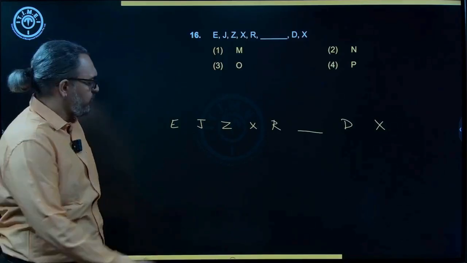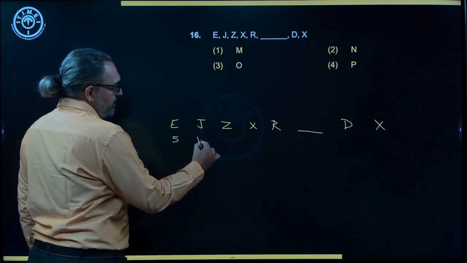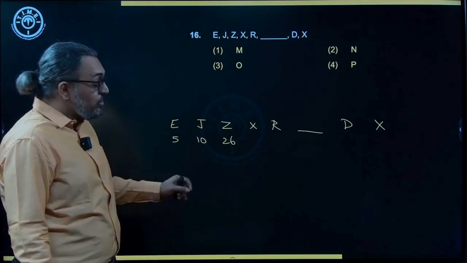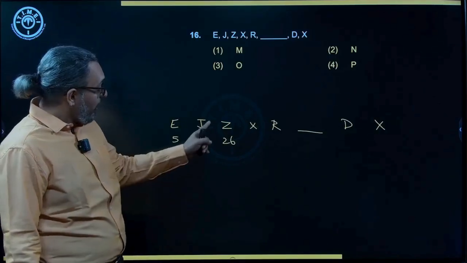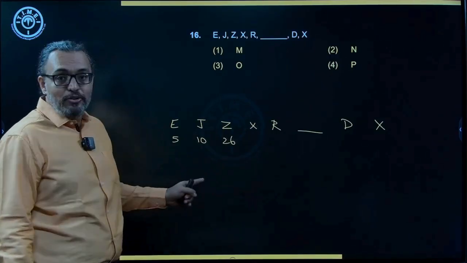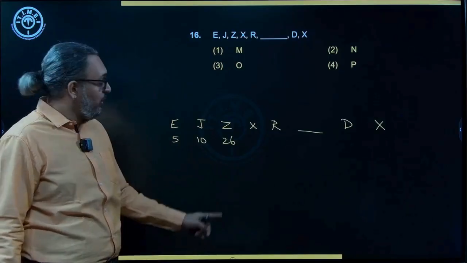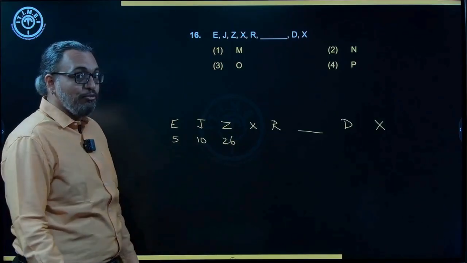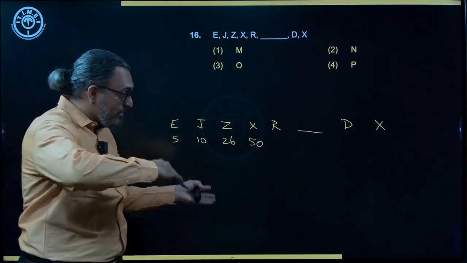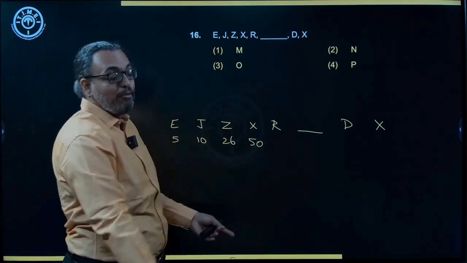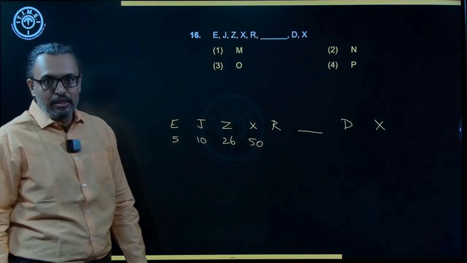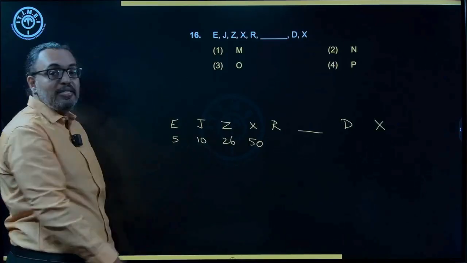So we take the place values. So this is a 5, this is a 10, this is a 26, correct? Now since we are replacing with numbers, again you should not write X as 24. These are all the place values, means the position it has in the alphabetical order. So X, please don't write it as 24, please write it as 50. Because after Z, it is again the 24th alphabet, means after 26, you add 24, gives you 50. Understanding the point?